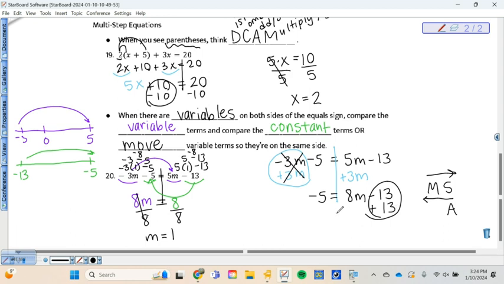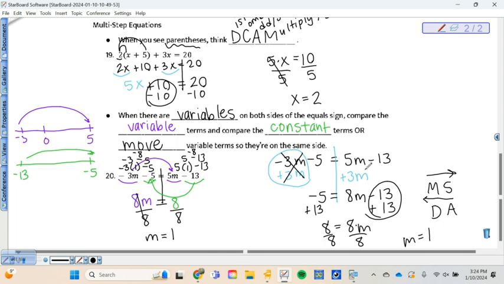But if I added 13 here, I've got to add 13 here. 13 and negative 5, that's 8. So I end up with 8 is equal to 8m. See, we got back to that shortcut. We're right back at the same place. But now I've got to undo this multiplication. How do I undo the multiplication? Division. So I divide both sides by 8. And again, I get m is equal to 1.